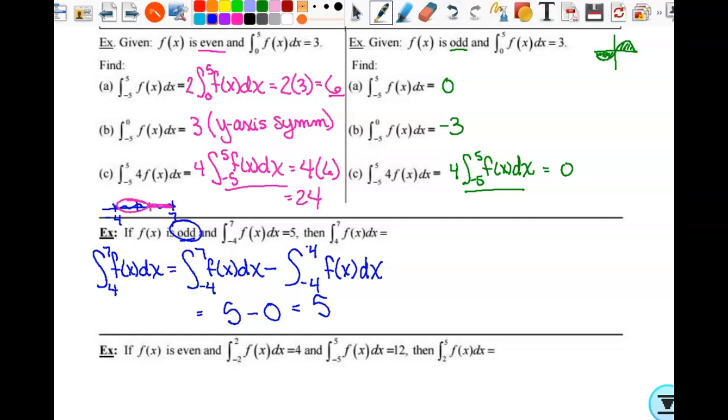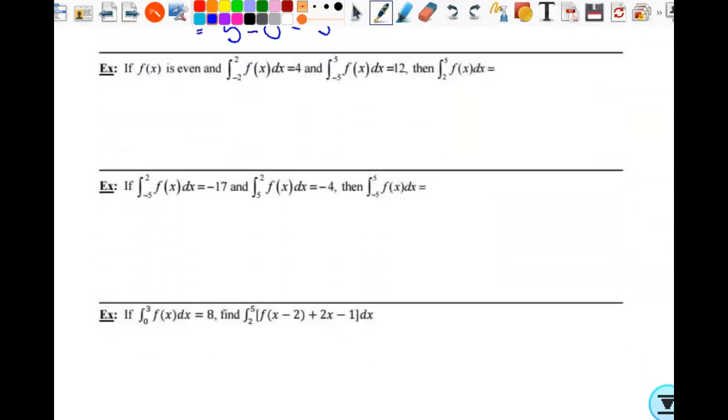So let's look at this next one. F of x is even, and we know these things, and we want to find the integral from 2 to 5. So we're going to have to figure out how to go from 2 to 5 of f of x dx using those pieces there.